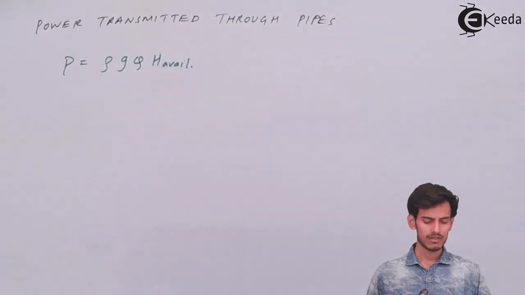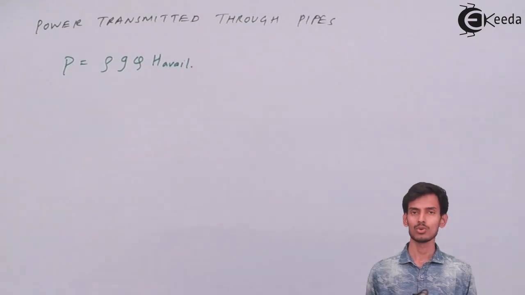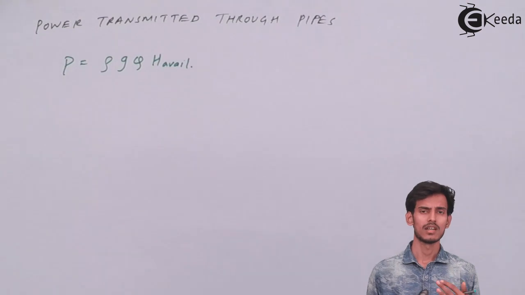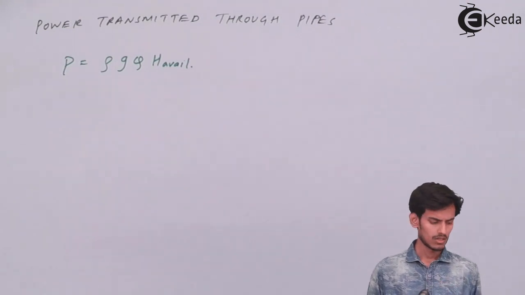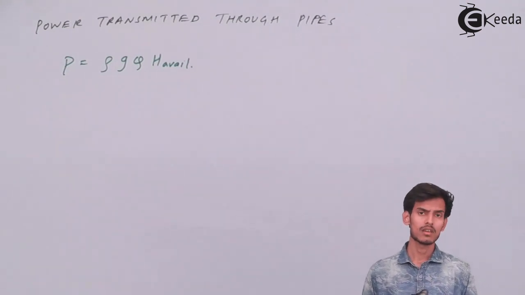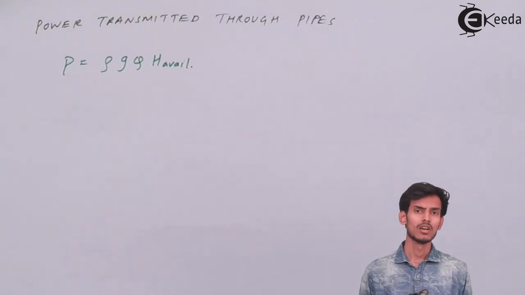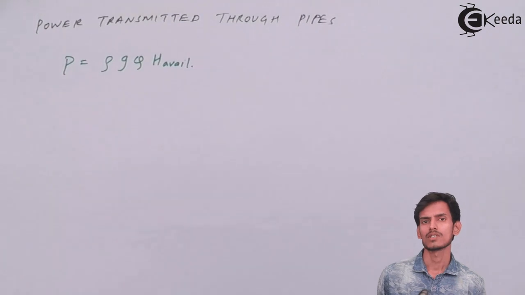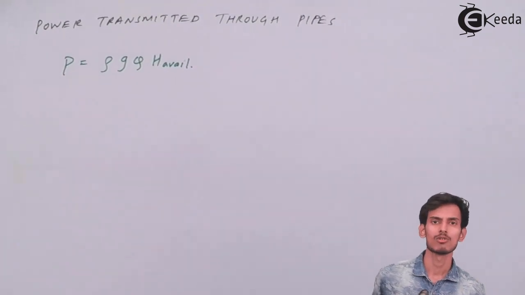So the formula for power is nothing but rho g Q H available. So H available is nothing but the head that is available. The gross head can be anything. It can be 500 meters or anything. But what we are interested in is the available head. The gross head minus the losses will give you the available head.